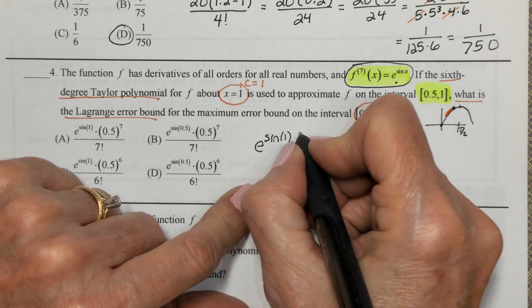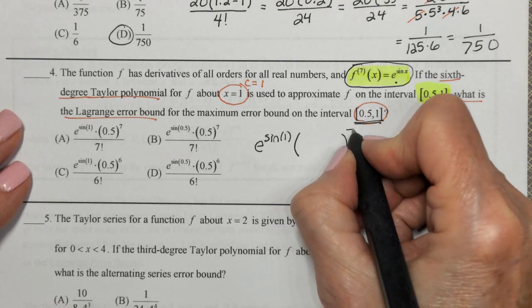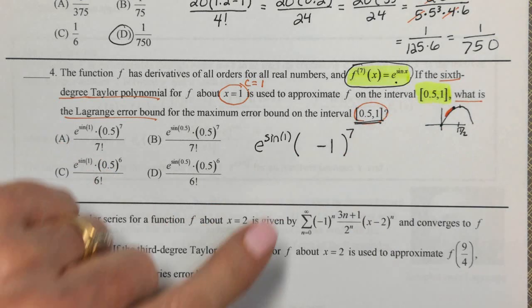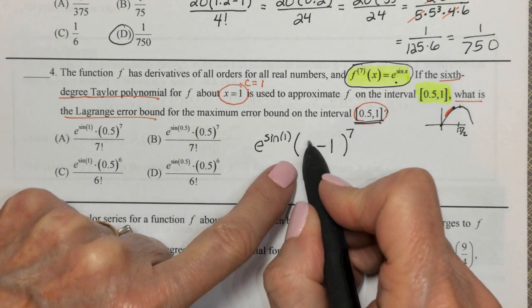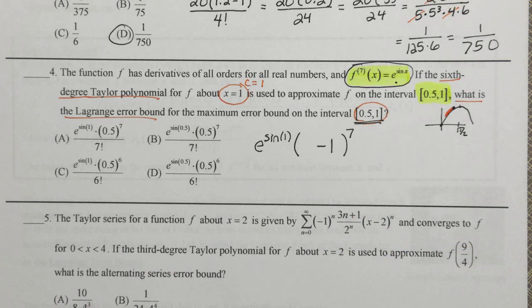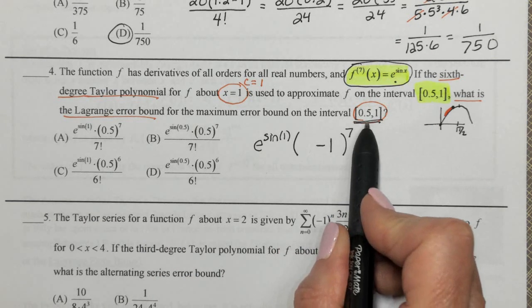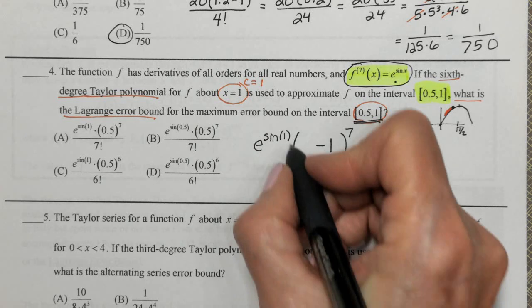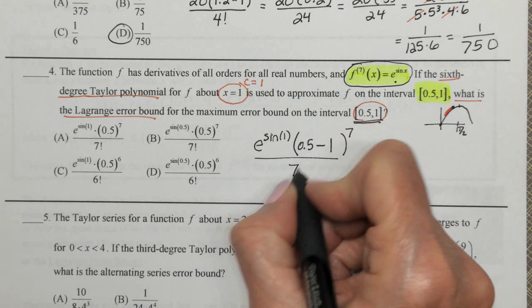Okay? Times x minus c to the 7th power, right? I know what c is. So they're not giving us the exact value of x, but if we want the maximum error, we certainly don't want to put a 1 in here, because that would make the error 0. The maximum error would be when x is 0.5, divided by 7 factorial.